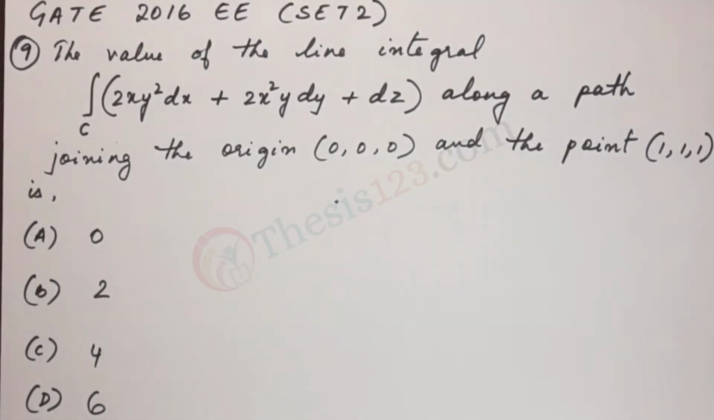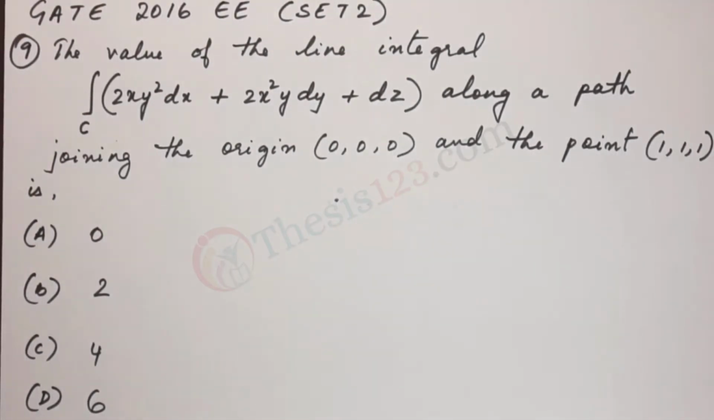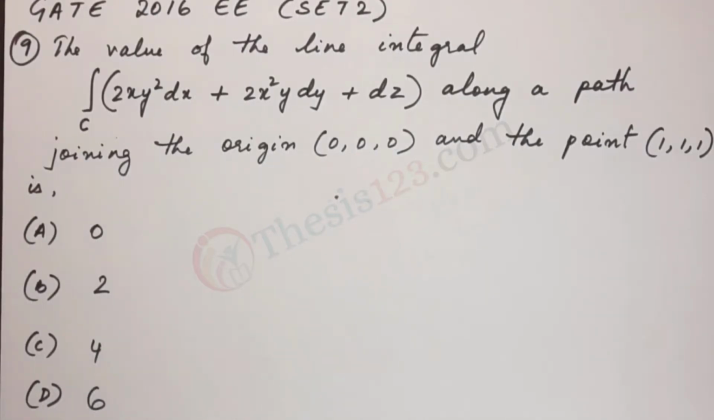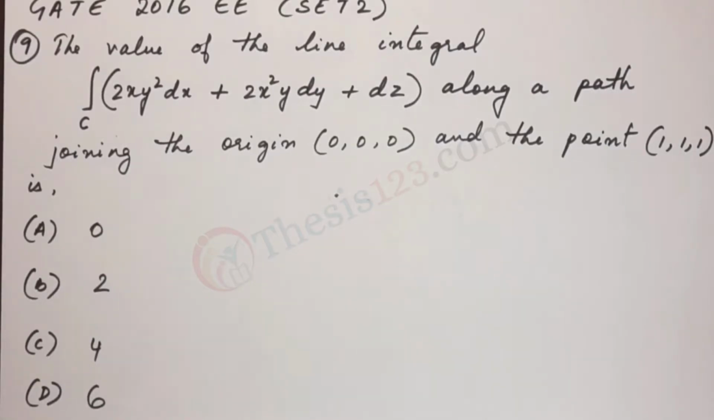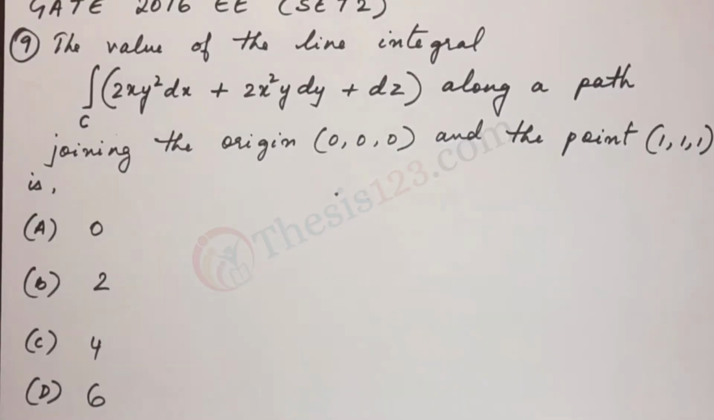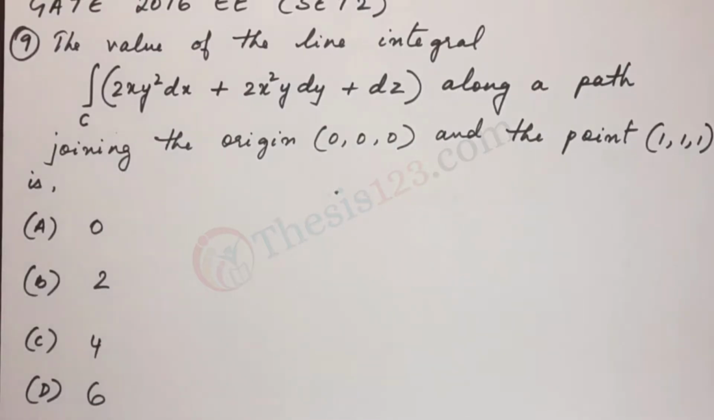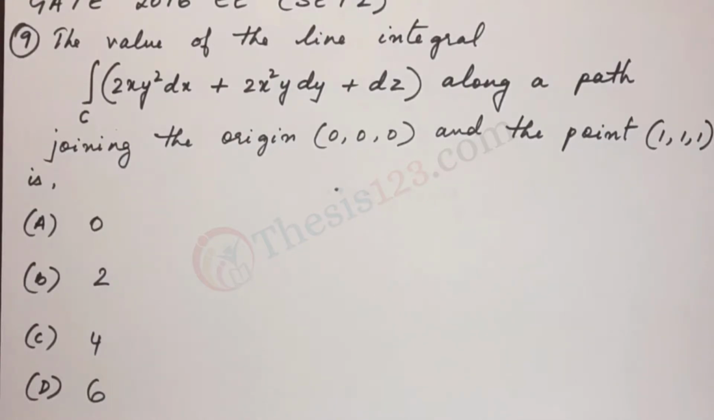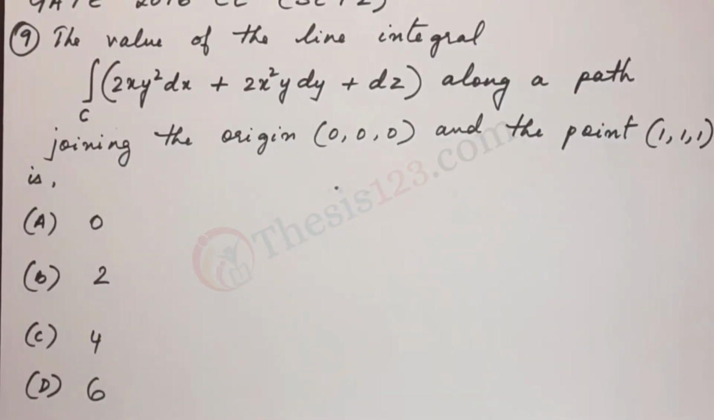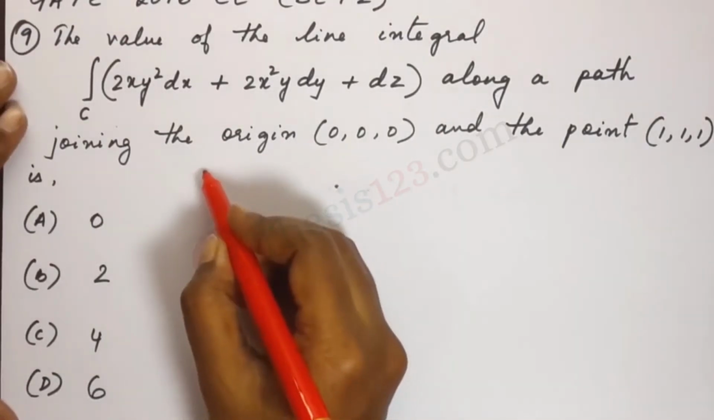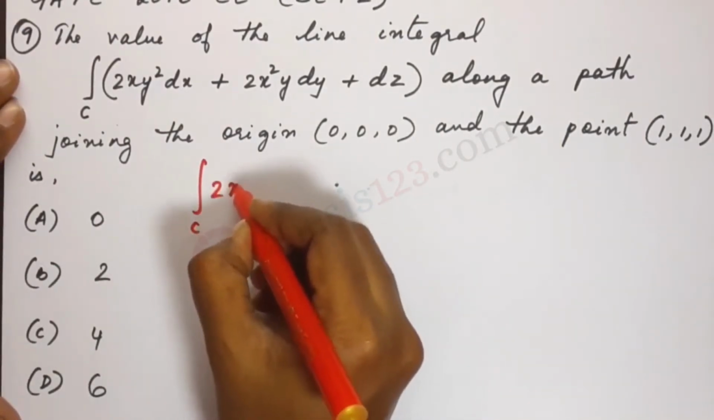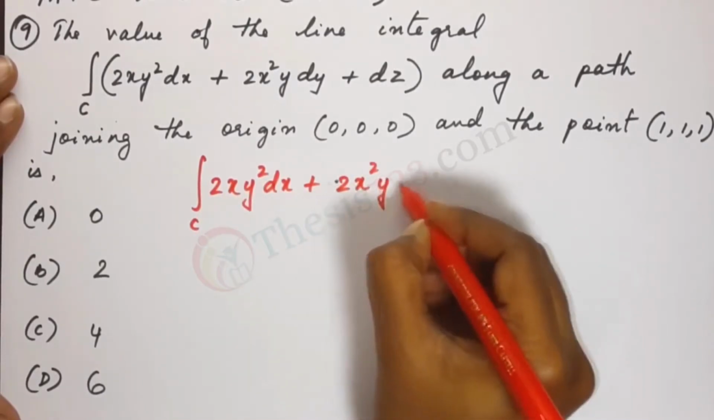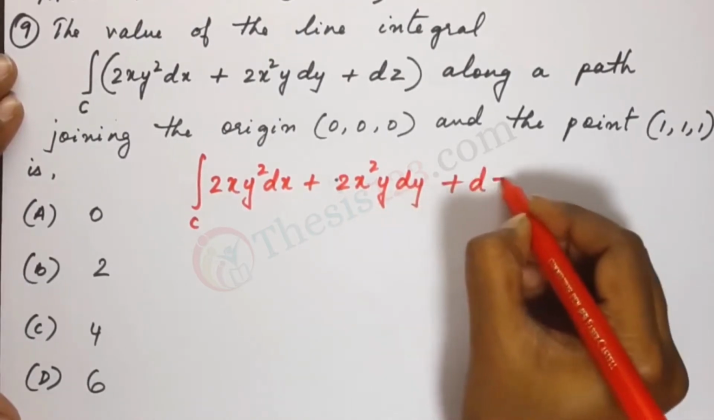Here's the next question, number 9. The value of the line integral of 2x y square dx plus 2x square y dy plus dz along a path joining the origin and the point (1, 1, 1) is, so we have our 4 options, 0, 2, 4, 6. Okay, so we need to find out the value of the line integral given to us. So the integral of 2xy square dx plus 2x square y dy plus dz.